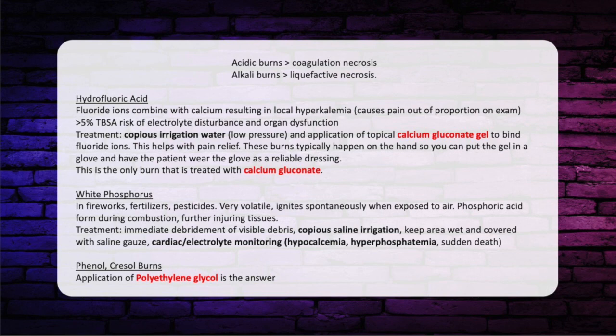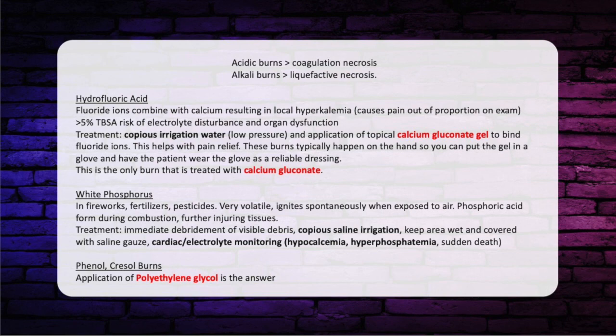Next case, you want to talk about phosphorus or white phosphorus? Yeah, so white phosphorus, you'll find it in fireworks and fertilizers and some pesticides. It's super volatile, and it actually spontaneously ignites when exposed to air. What happens is that during the combustion, phosphoric acid is formed, and that's actually what is causing local injury to tissues. To treat this, you want to immediately debride any visible debris and then copiously irrigate with saline.